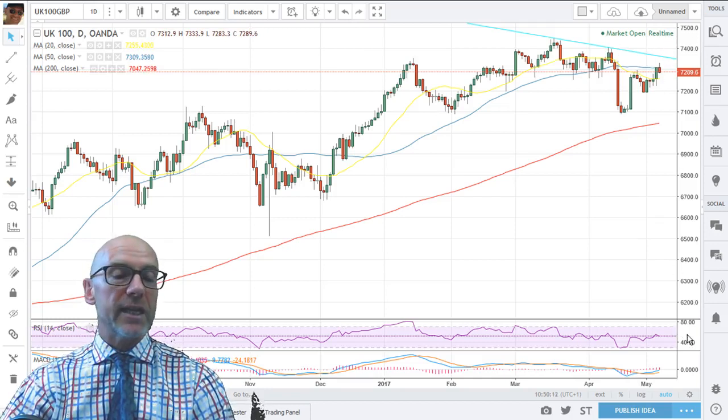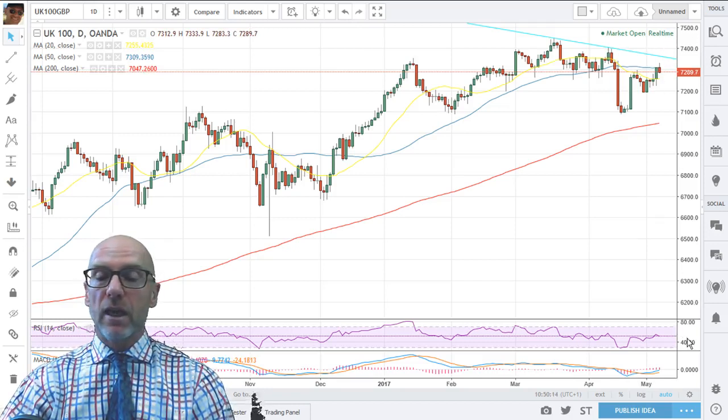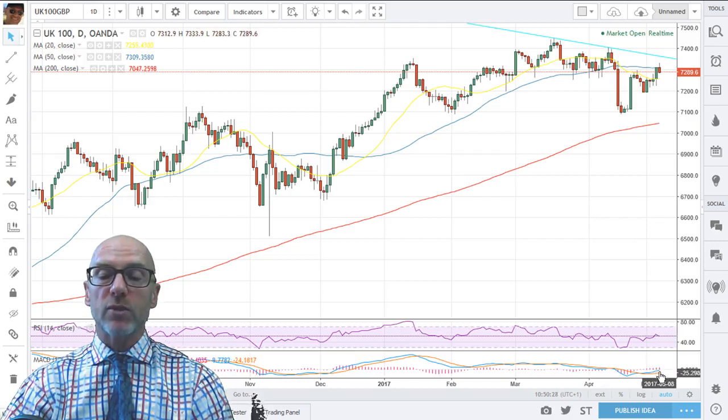The RSI is back above 50, 52.12. It has been in an uptrend since the lows that we saw on the 19th of April, which is positive, showing positive momentum. And the MACD as well has just turned round. Short term just gone above long term. That again is a positive sign.